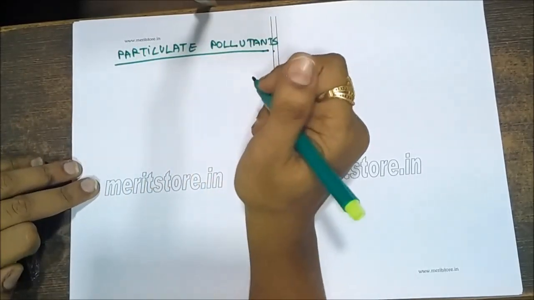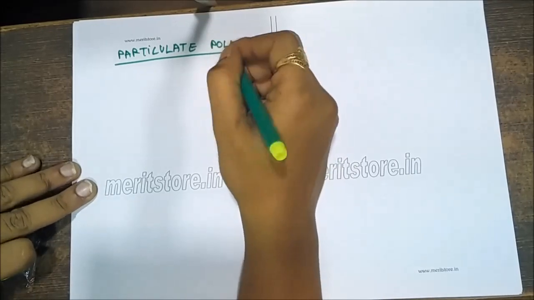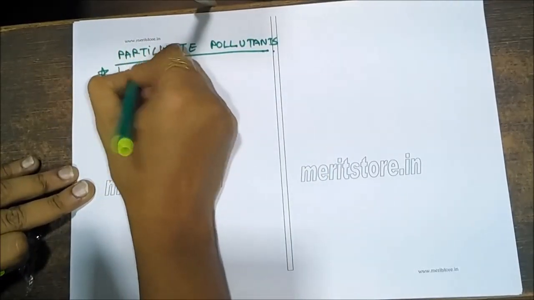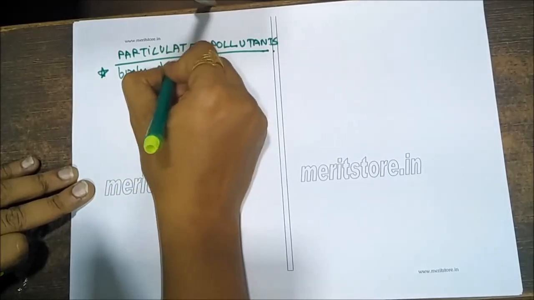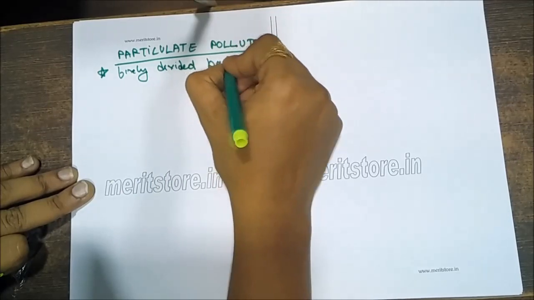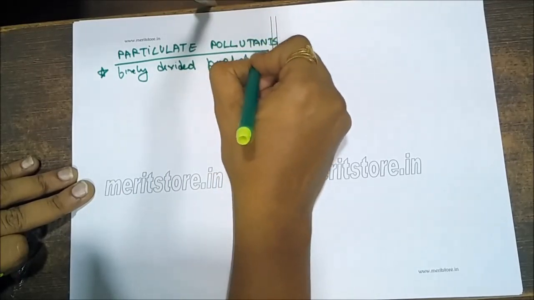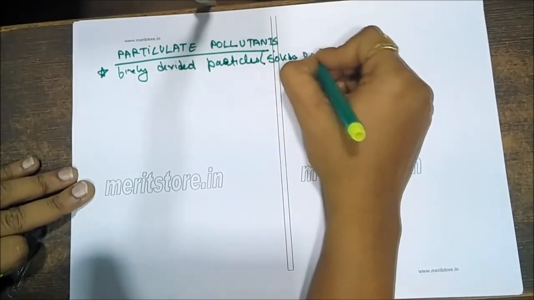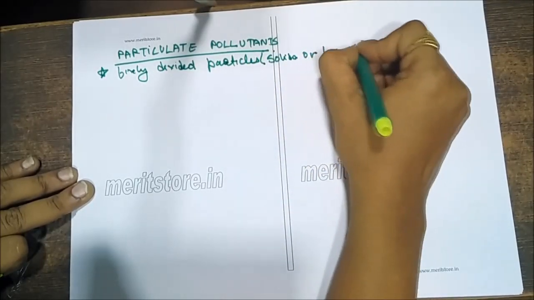So these are very finely divided suspended solids in the atmosphere. So what are particulate pollutants? Finely divided particles, solid particles. Okay, so these particles are solids or liquid droplets.